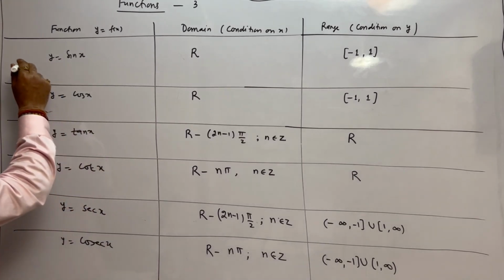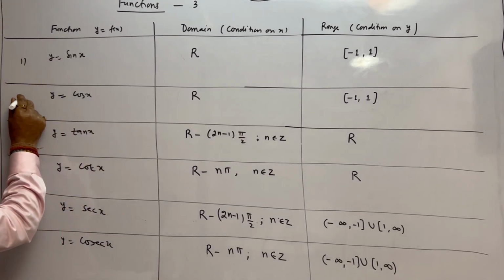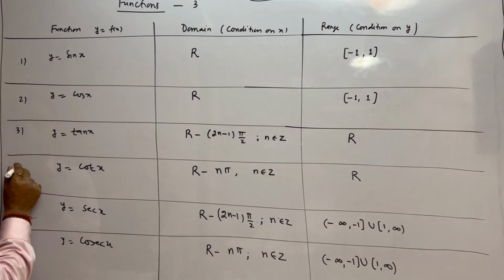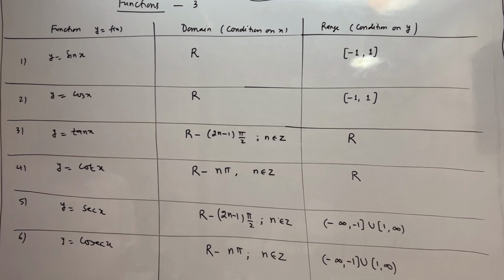So these are the six. Then next six will be sine inverse, cos inverse, tan inverse, cot inverse, sec inverse, cosec inverse.